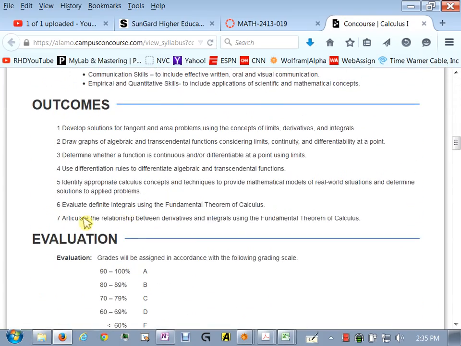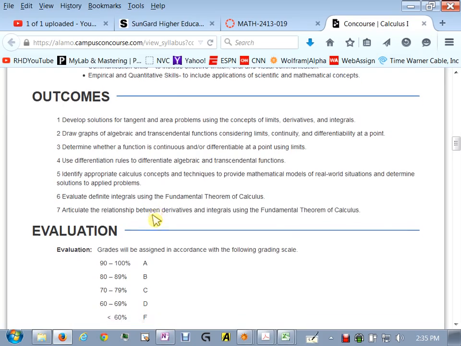Okay. Evaluate definite integrals using the fundamental theorem of calculus. We didn't even touch that. Articulate the relationship between derivatives and integrals using the fundamental theorem of calculus. We didn't even do that. Okay. This requires antiderivatives. You have to know integration to do this.